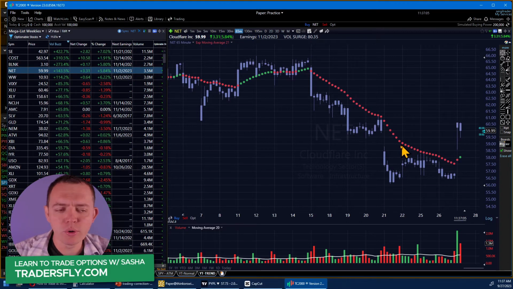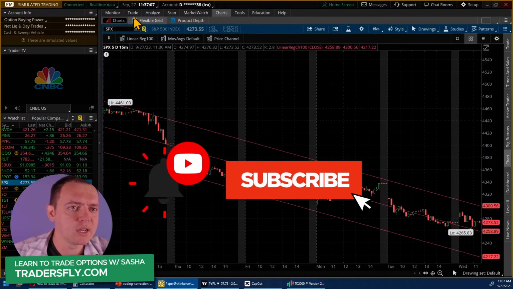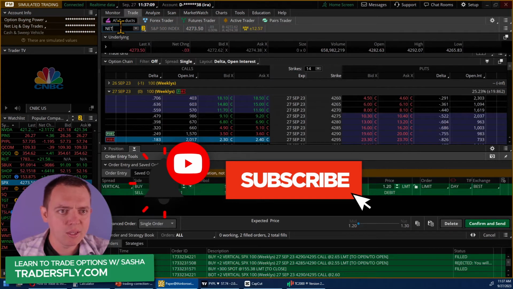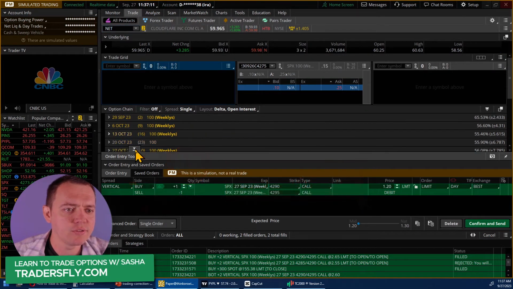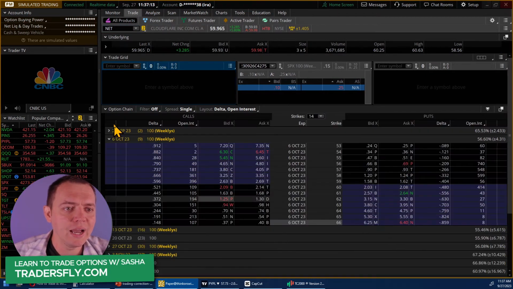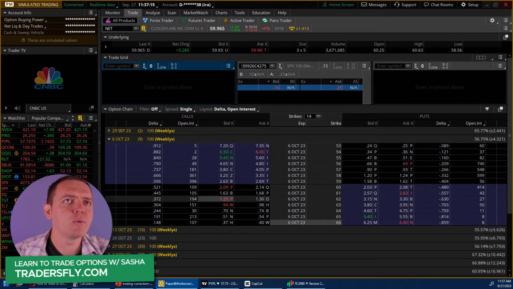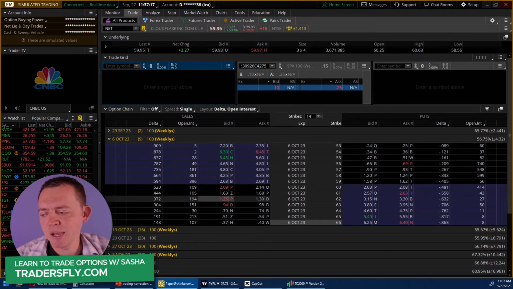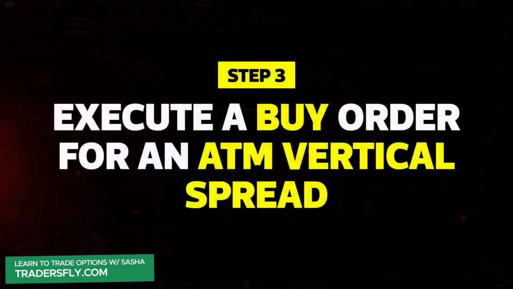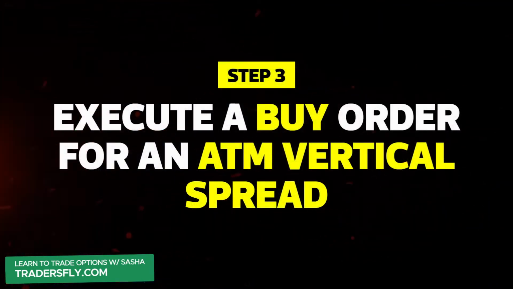So we're going to go to this company, NET, N-E-T, there's our Cloudflare, and we'll go to the 9-day option. I'm going to build out a vertical spread. So this is step 3, execute a buy order for an at-the-money vertical spread.